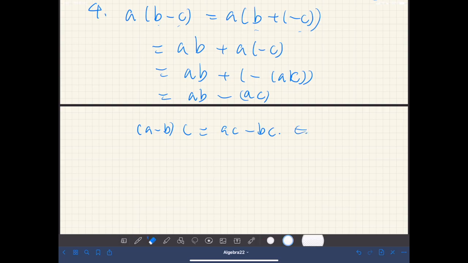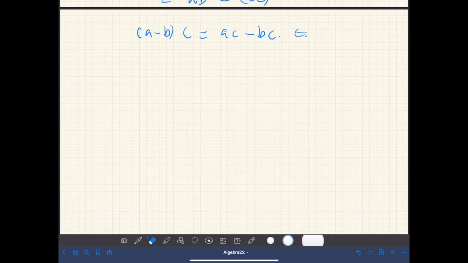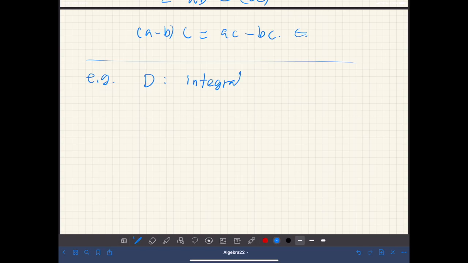Let's see an example. This time, suppose D is an integral domain. So it's a ring with some additional properties. Then suppose A, B, C are elements of D, and also assume that D is not 0. And suppose AC is equal to BC. Then we want to prove that we can cancel this C.